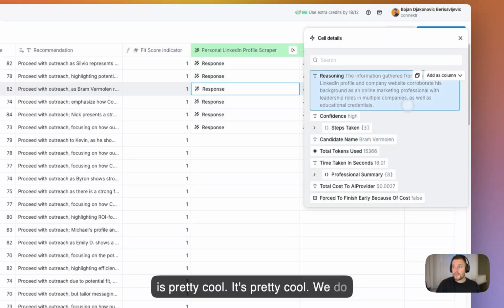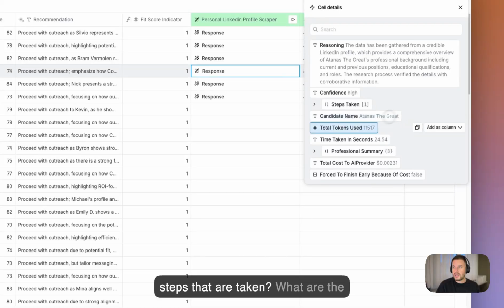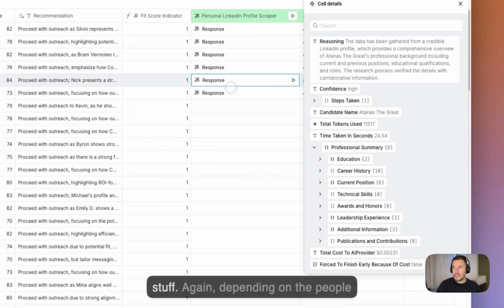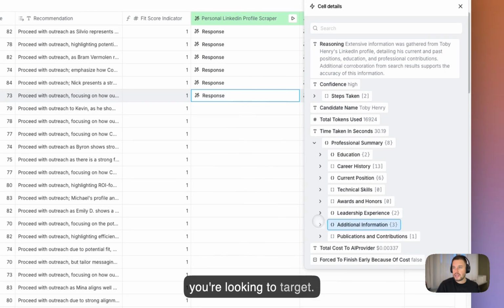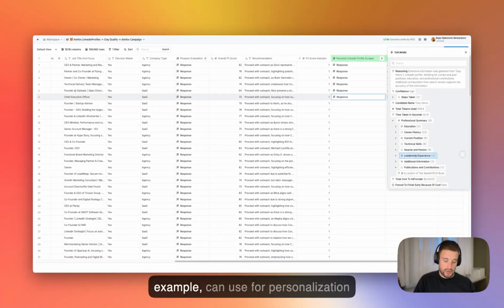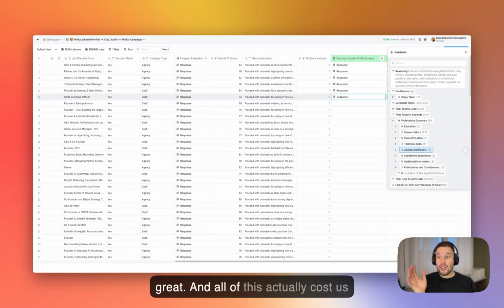It's pretty cool. We even have what steps they've taken, the candidate name, and again, pretty nifty stuff, depending on the people you're looking to target. There are even things you can use for personalization or relevance checks. For example, we can see there are publications and contributions, like he's a co-author of the Well-Tech book. It's great. And all of this actually cost us 0.003.